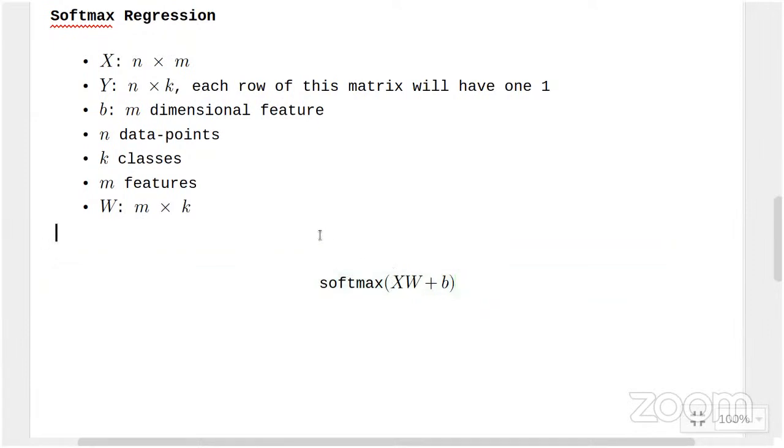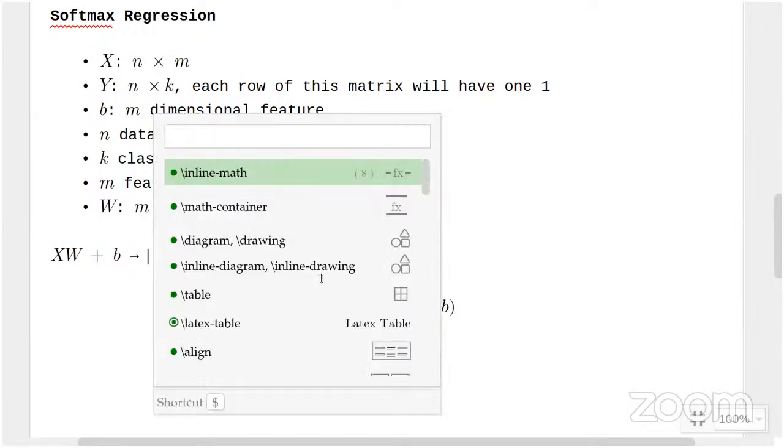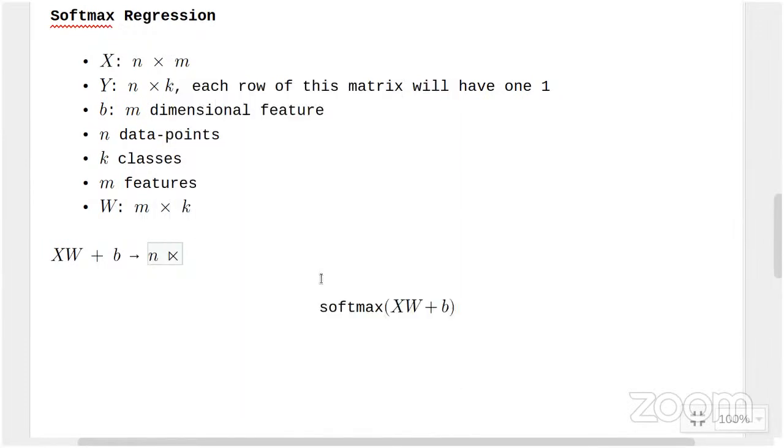Okay, so what is the dimension of XW plus B? Let's start from there, one step before you take the softmax. What will be its dimensions? We'll come to the softmax. Before we go to softmax, see, XW plus B dimensions. N cross K. Okay, N cross K. Now see, this is one slight catch.